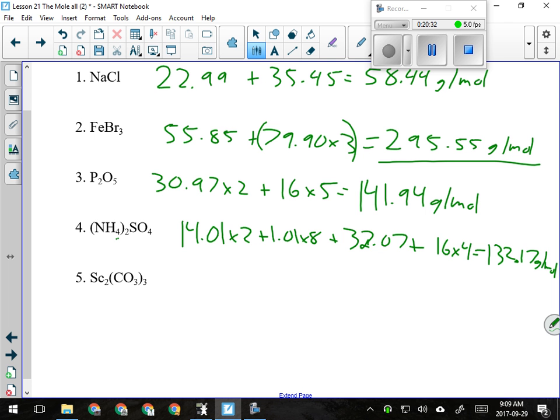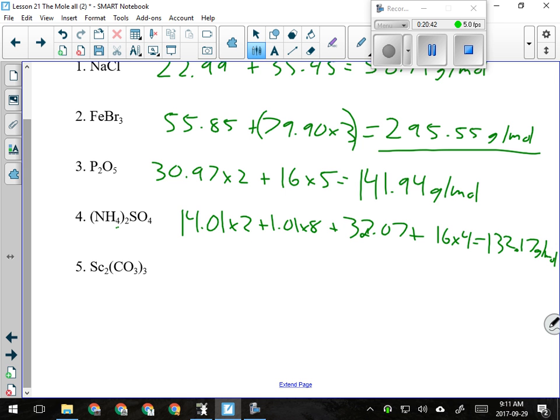Okay, how many people have done the last one? I'll give you a minute here, and we'll go over the last one. All right. So for our last one here, we've got two scandiums, which are 44.96. Is that what it says on yours? Or 95 on yours? 96? Okay, and there are two of them.